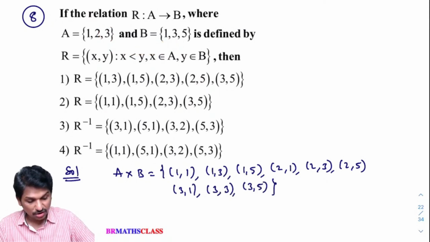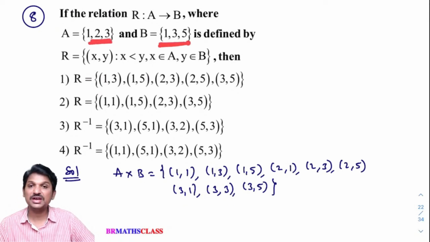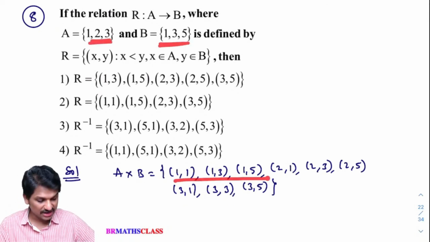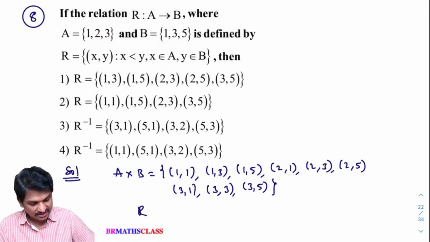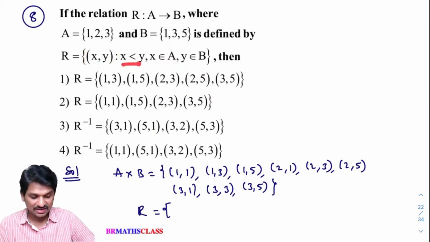So in total, how many ordered pairs will you get? Set A contains 3 elements, set B contains 3 elements. Now A cross B contains 3 into 3, 9 elements. You look here, total 9 elements are there? Yes, 9 elements are there. Now, what type of relation is it? This is a relation which contains ordered pairs x comma y such that x is less than y.